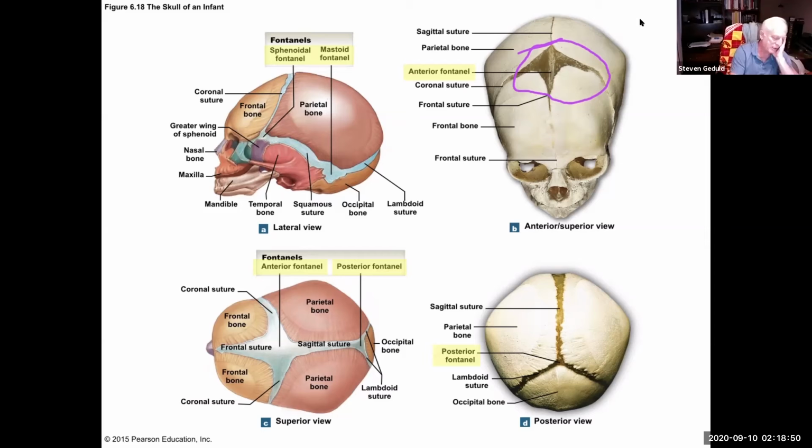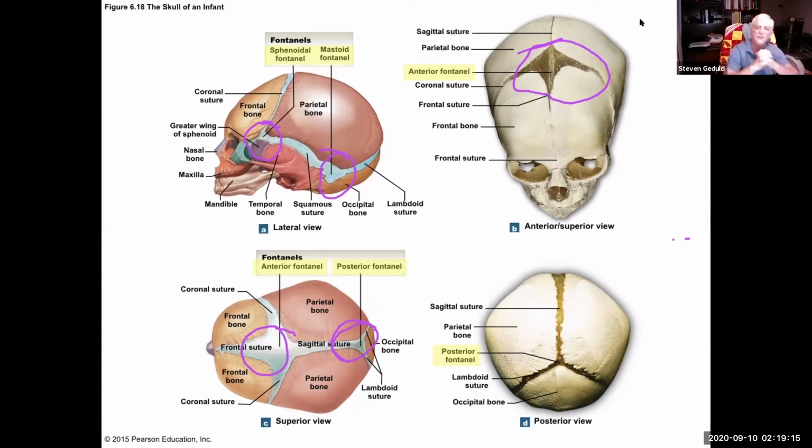Looking on the top, again, this is your anterior fontanelle. This is your posterior fontanelle. On the side, this is your sphenoid fontanelle. Here's my side right here. Here's your sphenoid fontanelle, and here's your mastoid fontanelle. Sphenoid by the sphenoid bone, mastoid by the mastoid bone. Then you have an anterior on the top and a posterior on the top.